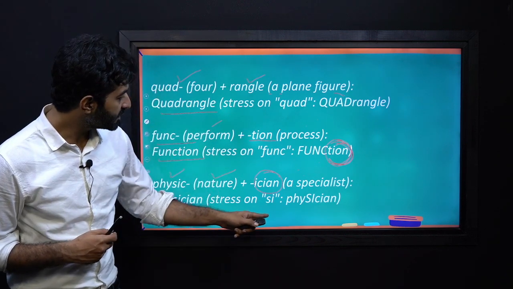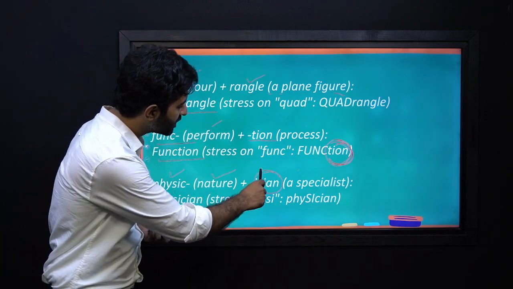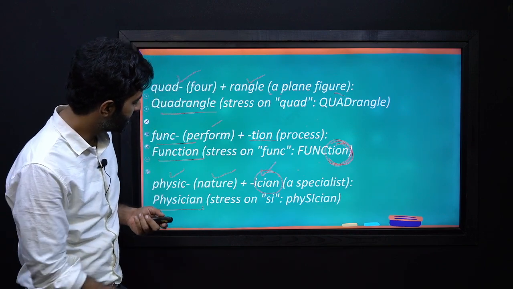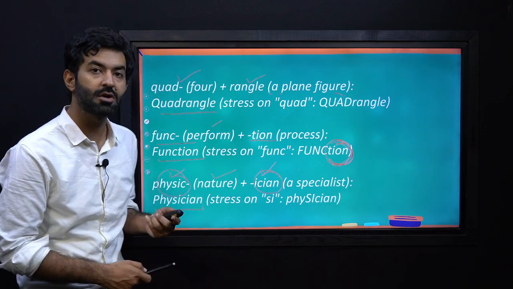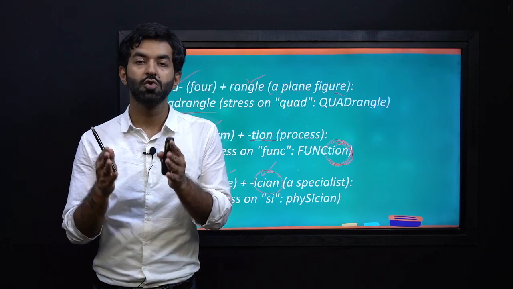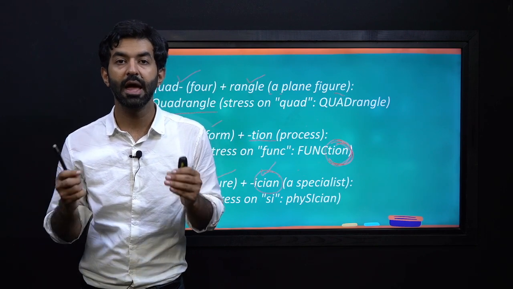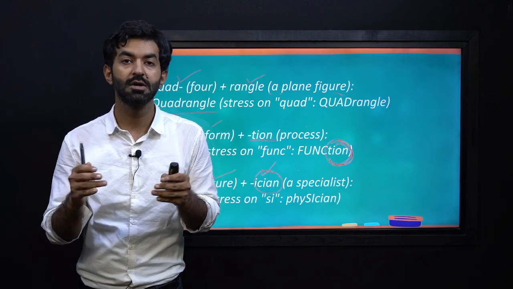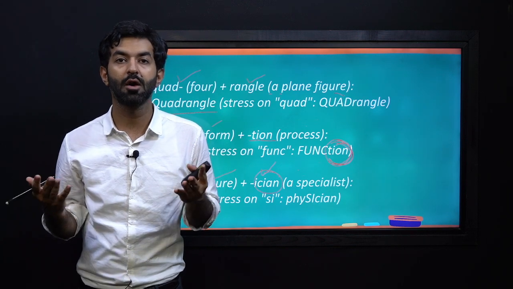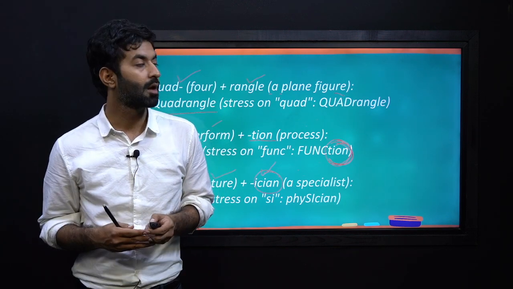Now, what is the ending over here? This is our suffix because it is coming after our root word. So any group of letters that comes before the root word is called a prefix, and any group of letters coming after the root word is called a suffix.